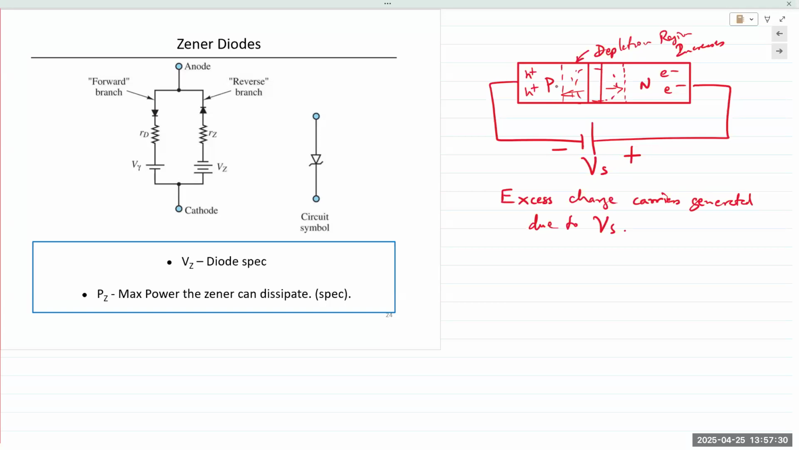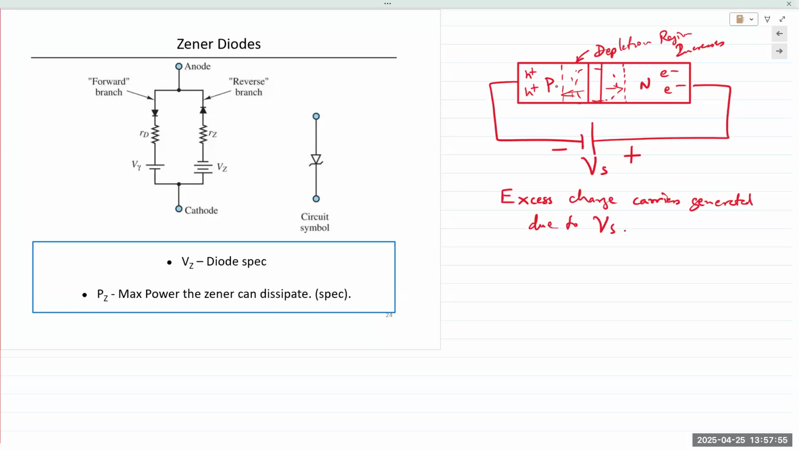Each electron that is created this way is accelerated across the junction. It may collide with other atoms, thus dislodging more electrons. Those electrons will dislodge further more electrons, and it creates a cascading or avalanche effect. And that's how we have a large current flowing in the reverse direction.